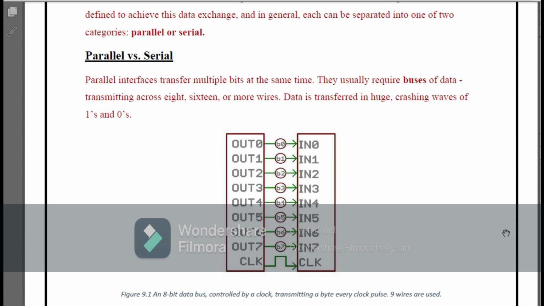So here on the diagram you can see that we have data, and each data is transferring in parallel, meaning all the bits are being transferred at the same time. We do not have to wait for output 0 to be transferred, then output 1 and then output 2. No, this is parallel communication. Every bit is transferred at the same time.